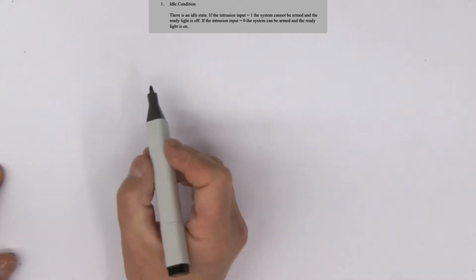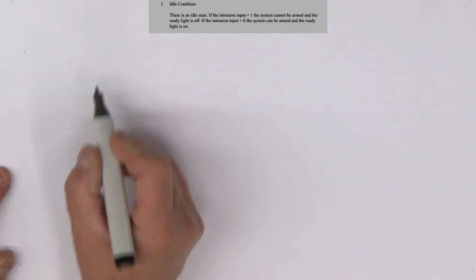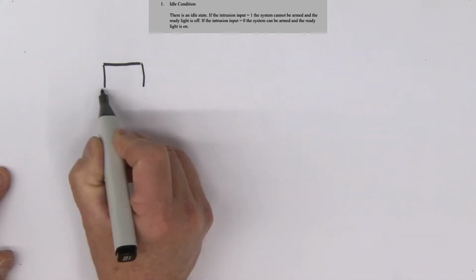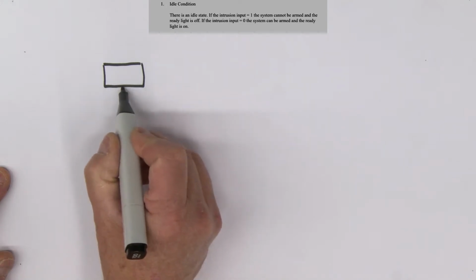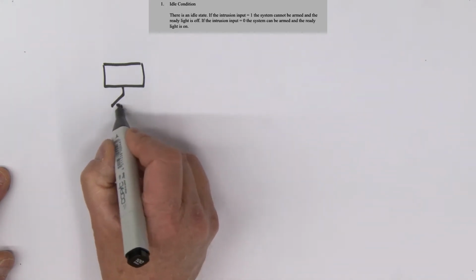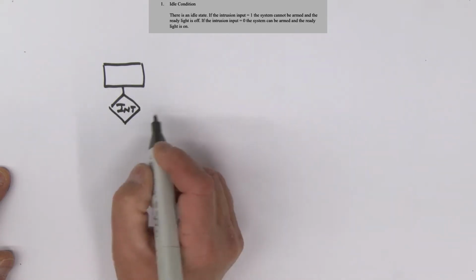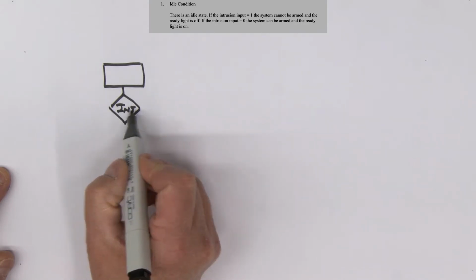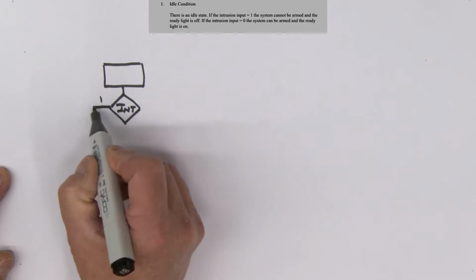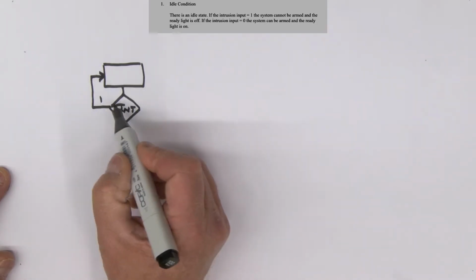All right, let's look at this idle condition. Now, let's just draw a state box to actually start with. And while I'm in this particular state box, let me look at the intrusion input. So that's the INT input. There it is. Now, if this intrusion input is equal to a 1, then I'm pretty much going to stay in this state. This is like an idle state.